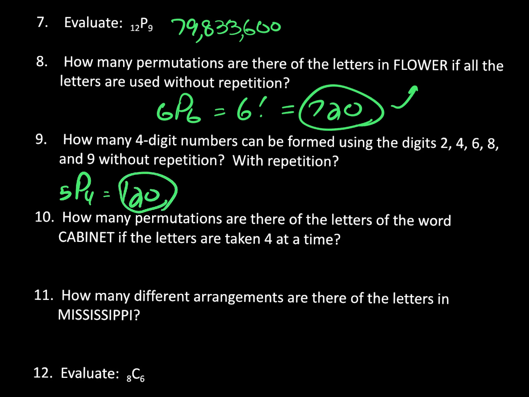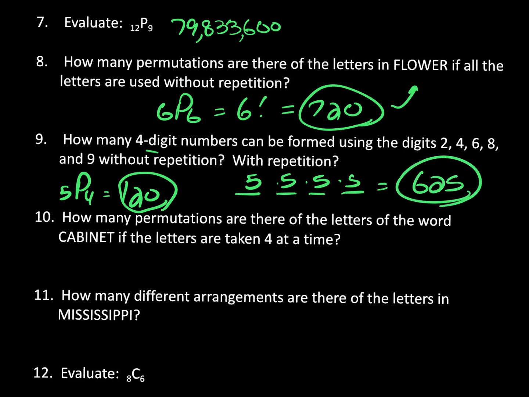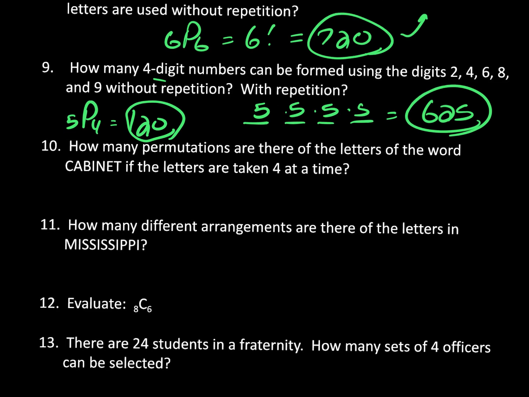Now, if you do repeat them, basically, you're doing a 4-digit number. So you've got 4 different digits, and you can use all 5 numbers for any digit because you can repeat them. Okay, so it's really 5 to the 4th power. And everybody knows 5 to the 4th power is 625. And there's 9.